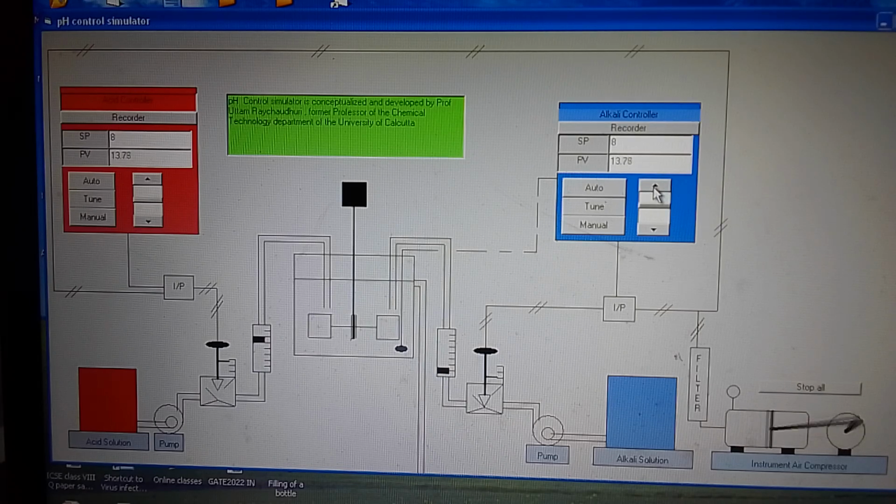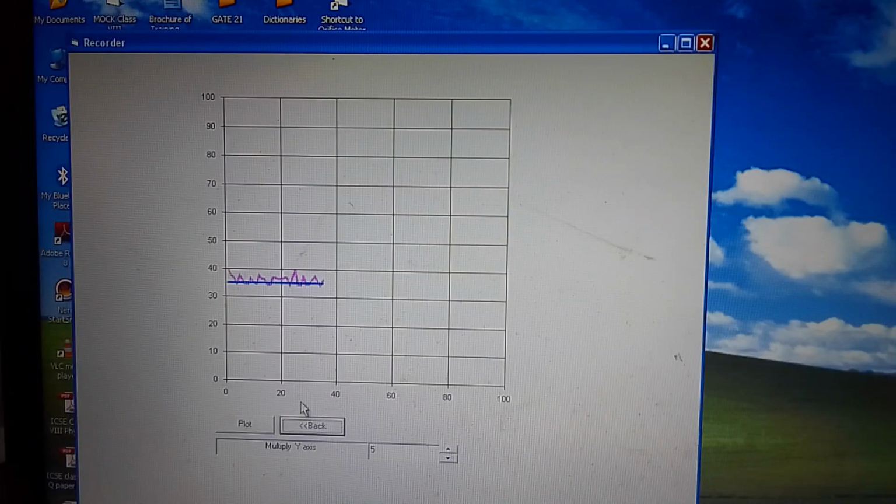We make it 8. So it will try to maintain 8, and after some time it will be 8. The 7.99 is almost 8. Now we record it. You will see the plot magnified 5 times. So you can see this value is 70 by 5, that is 14. It has gone to maximum alkali and then the alkali drops and then matches with the desired set point. 40, that means 8.